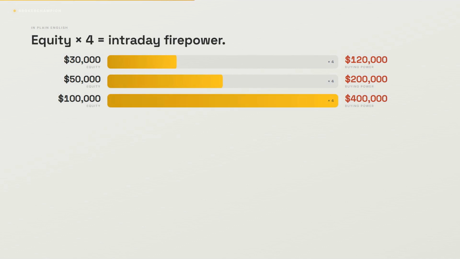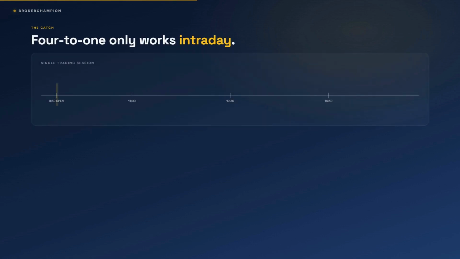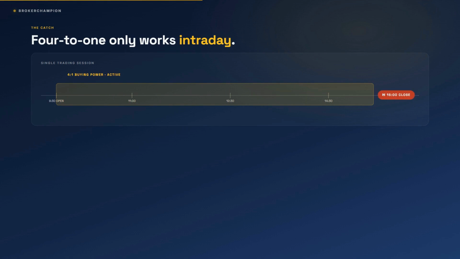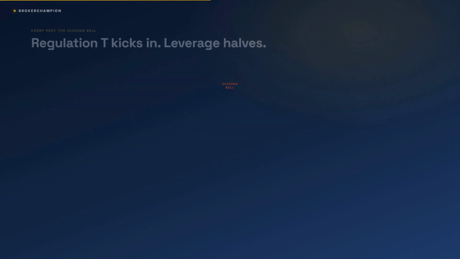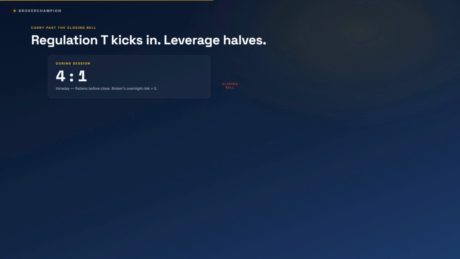That's the headline benefit. The catch, and this is where most newcomers get it wrong, is that the 4-to-1 only works intraday. The moment you carry a position past the closing bell, Regulation T kicks in and the leverage drops to 2-to-1. That's the structural reason day trading buying power exists in the first place. The broker is willing to lend you more when the position is guaranteed to flatten before the close. Risk on the broker's books is much lower on a position that won't exist tomorrow.